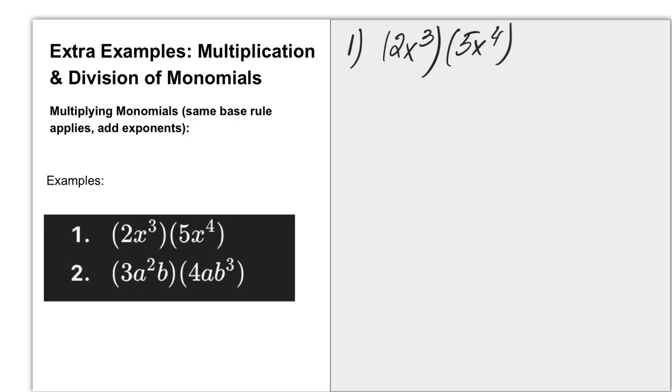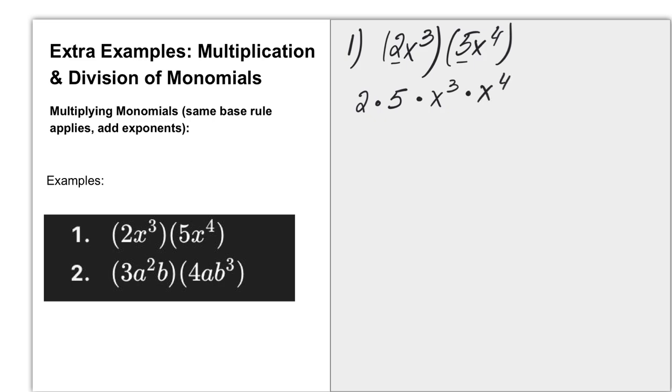It says multiplying monomials, same base rule applies, add the exponents. So we do have the constants in here, the 5 and 2. What I usually do here is I organize the information that I have. I know this is multiplication, so if I move things around, it will not change the answer. And so that's what I'm going to do. First, I'm going to bring the 2 and 5 together and again follow the same base rule and bring the same bases together, which in this case are the x's.